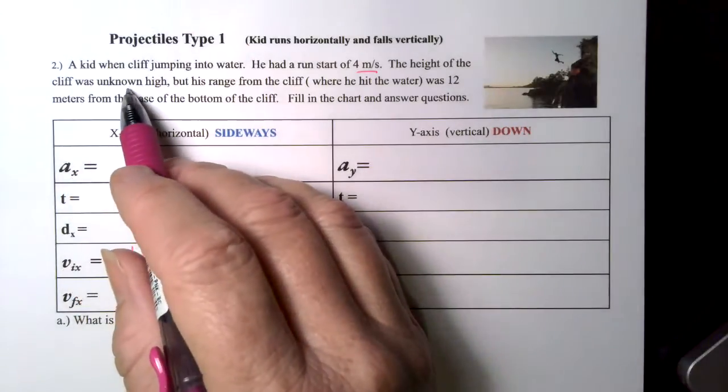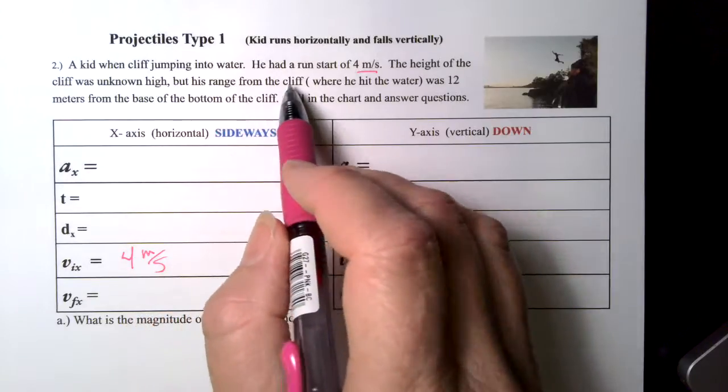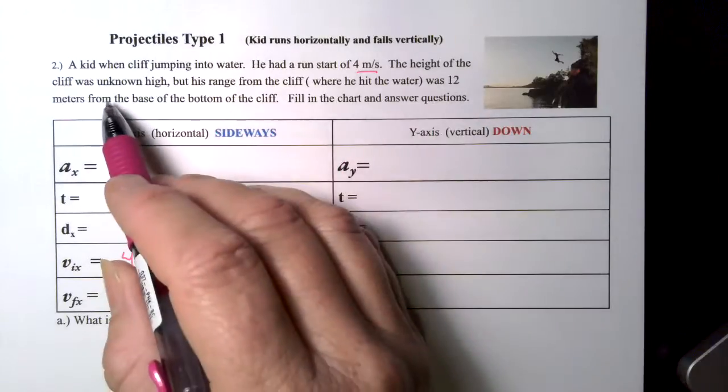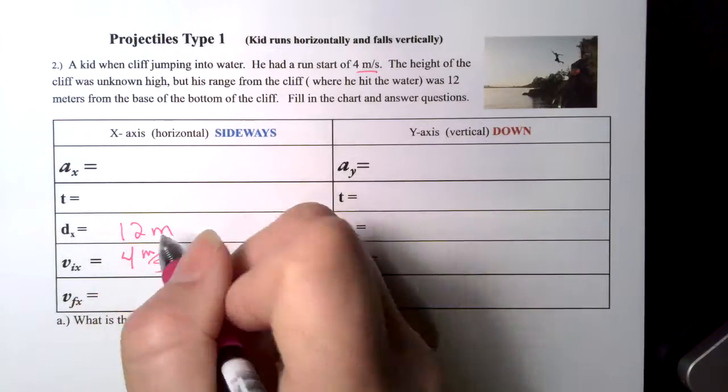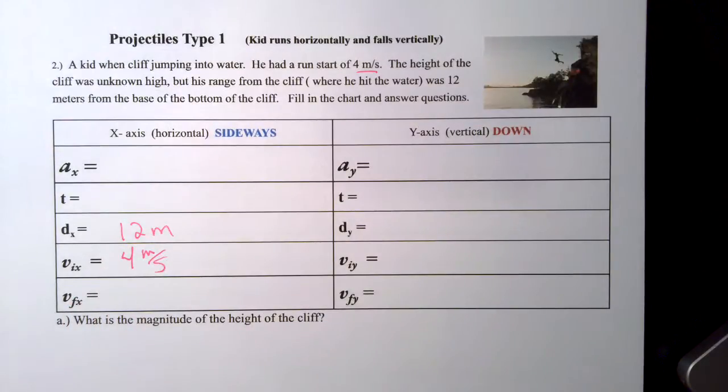The height of the cliff was unknown, but the range from the cliff where he hit the water was 12 meters from the base. 12 meters from the base. Fill in the chart and answer the questions.